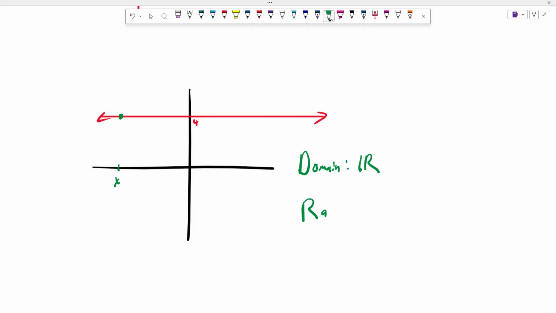And what is the range? Yeah, so it's a set of 4. It only has one number in the range. The set containing 4.